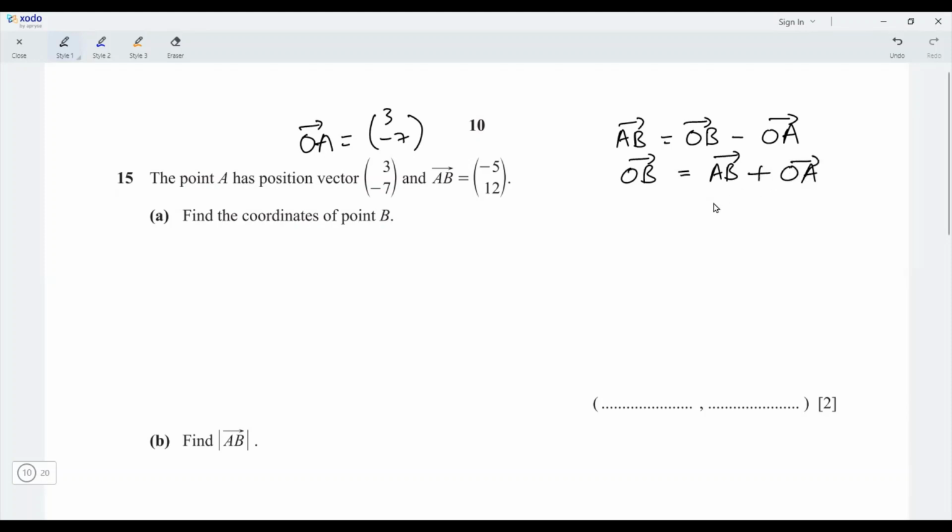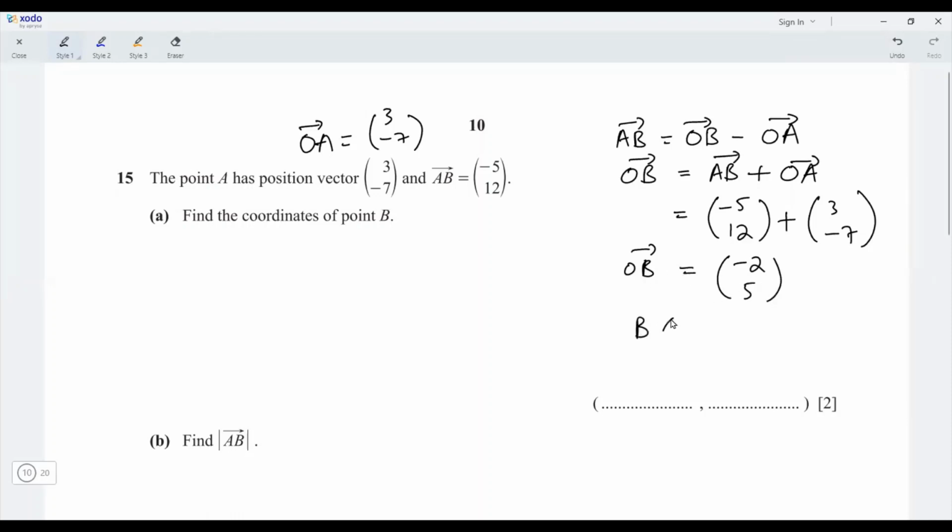So add both of the column vectors. AB is basically (-5, 12). Similarly, plus OA is (3, -7). Add all of the values, which means OB will equal -5 plus 3, which results in negative 2. 12 plus -7 is 12 minus 7, that's positive 5. So this is the position vector of OB, and the coordinates will be (-2, 5).